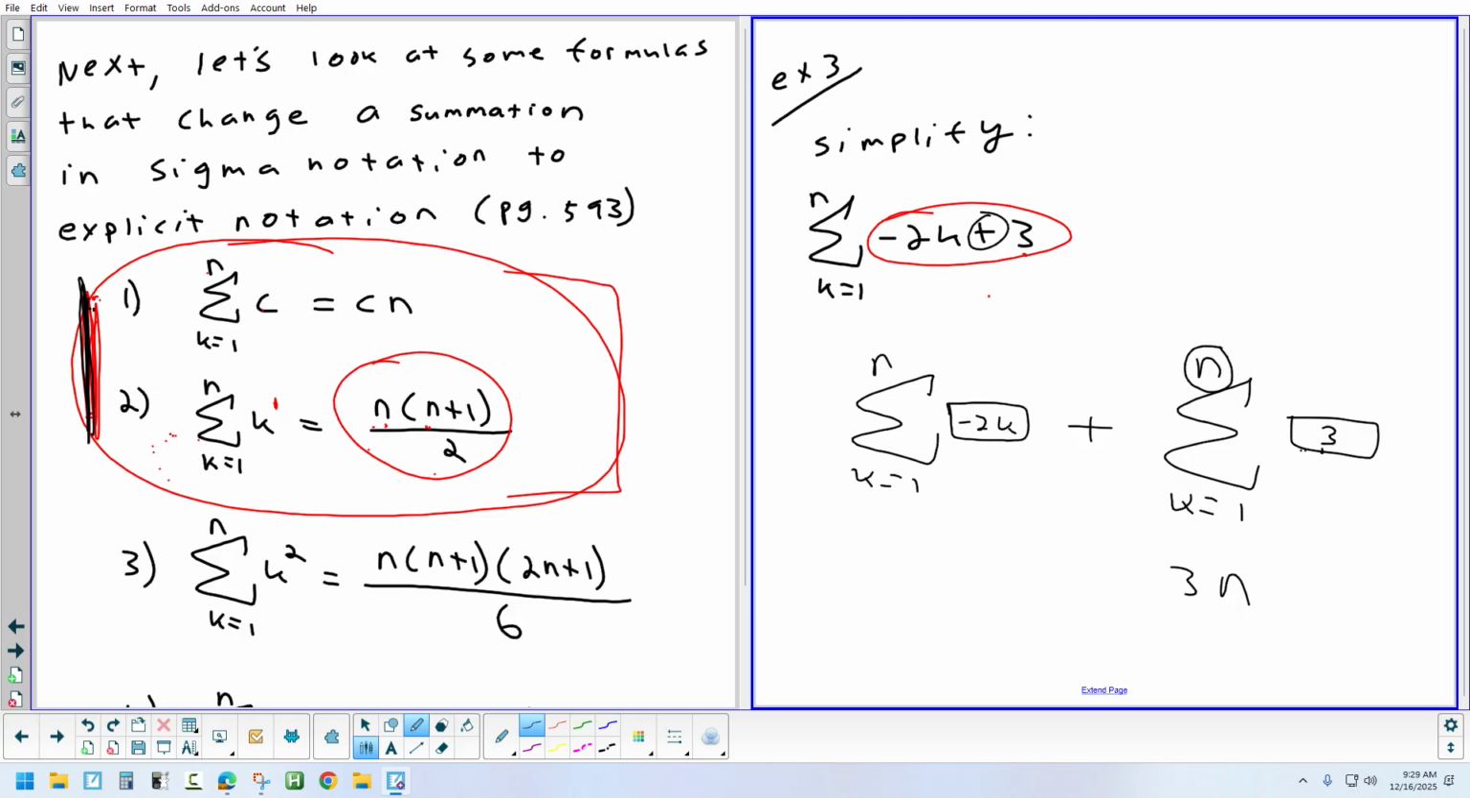Now, the first one. Can you split it again? Well, we can't split it again, but does this look almost like anything that's over here? Yeah, the second one. It almost looks like the second one, but the problem is there's a number right here. We have a -2 in front of the k. This formula doesn't have a -2, it just has a k.